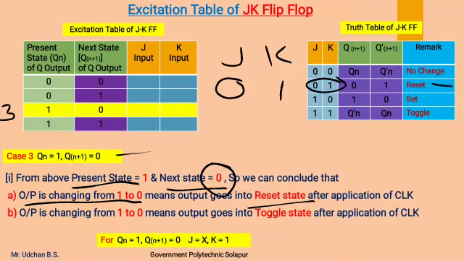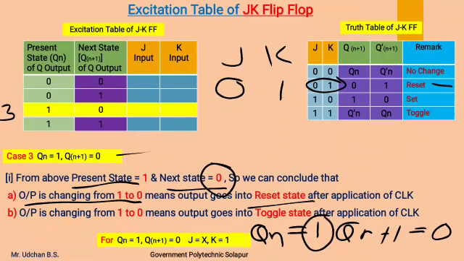We can make second conclusion as the output is changing from 1 to 0, means before applying clock pulse Qn was 1, after applying clock pulse Qn plus 1 becomes 0, means 1 is changing to 0, means it is inverting, it is toggling. So we have to consider the toggle state also, for which the value of j and k are 1, 1.